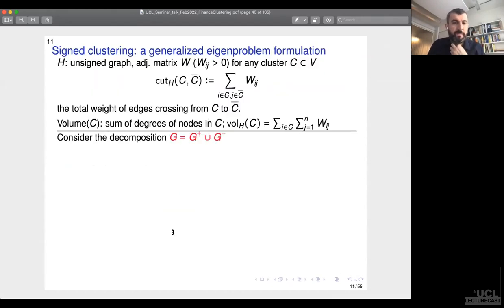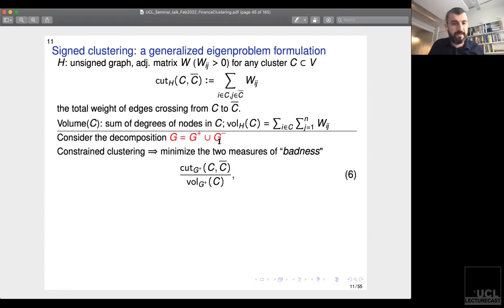Okay, so what we proposed in the recent line of work is the following. Let's take our adjacency matrix A. So let's say we're looking at the whole graph G. We decompose our graph G into two parts, G plus and G minus. The adjacency matrix of G plus is just A plus. The adjacency matrix of G minus is just A minus.